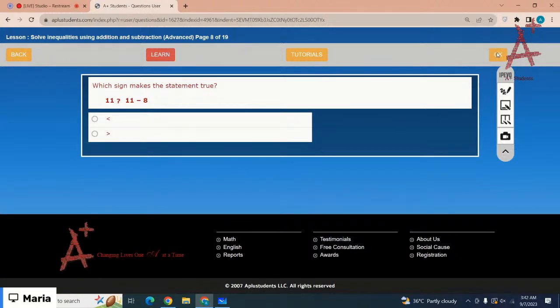Which sign makes the statement true? Which is the correct option? 11 and 11 minus 8. You are subtracting from 11, right? That means the other side must be less than 11. So 11 is greater than 11 minus 8.